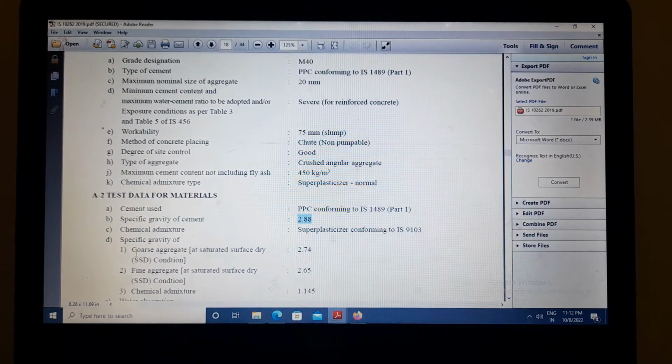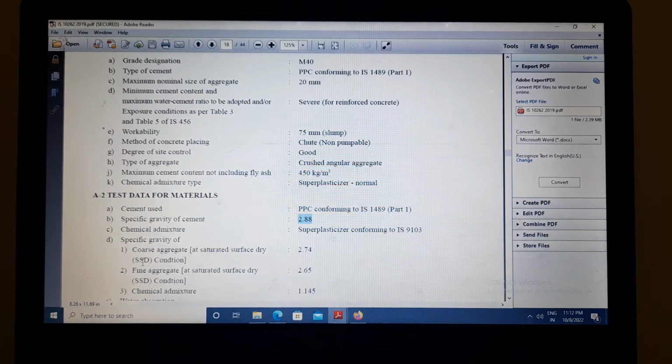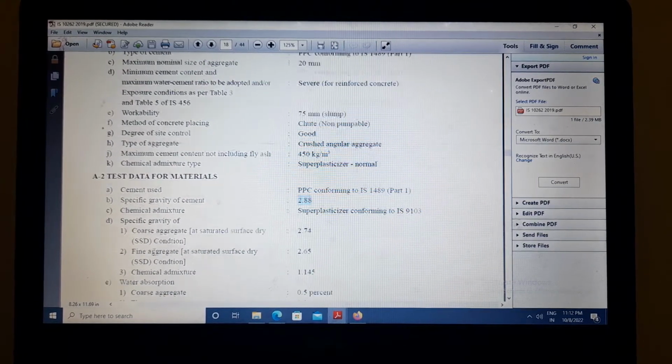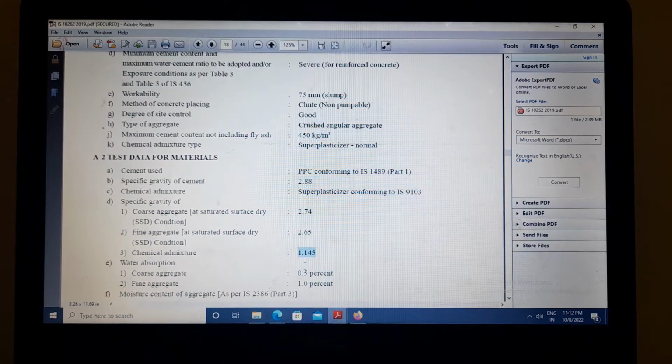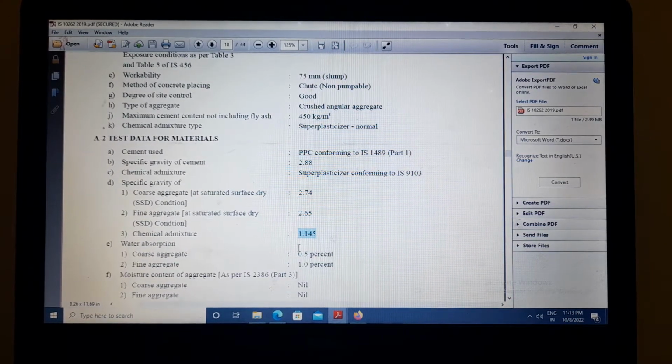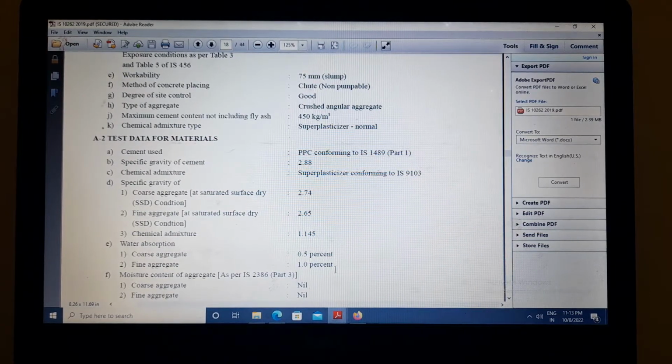You need to do testing for specific gravity of the coarse aggregate, fine aggregate, admixture, or whatever mineral admixture, anything you are using. Here the specific gravity of coarse aggregate is 2.74 and the specific gravity of fine aggregate is 2.65. Chemical admixture is 1.145. And next we need to do the water absorption test of the aggregate. For coarse aggregate we got 0.5% water absorption, and for fine aggregate 1% water absorption.